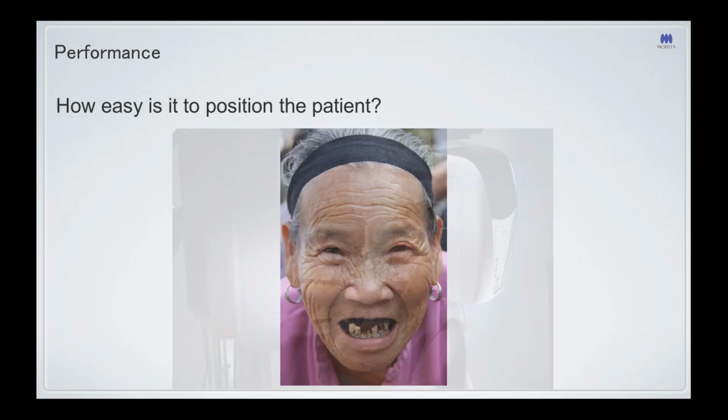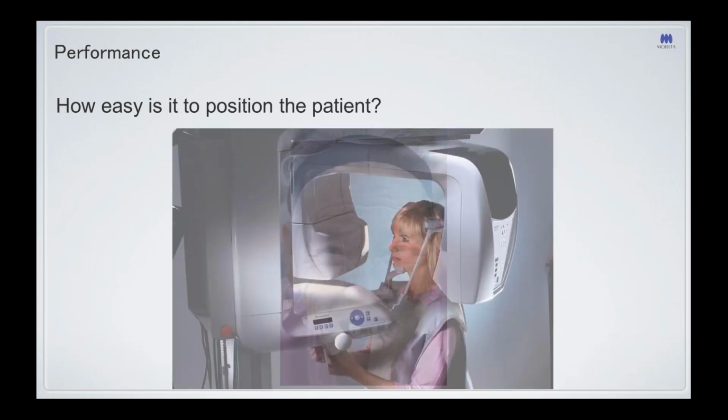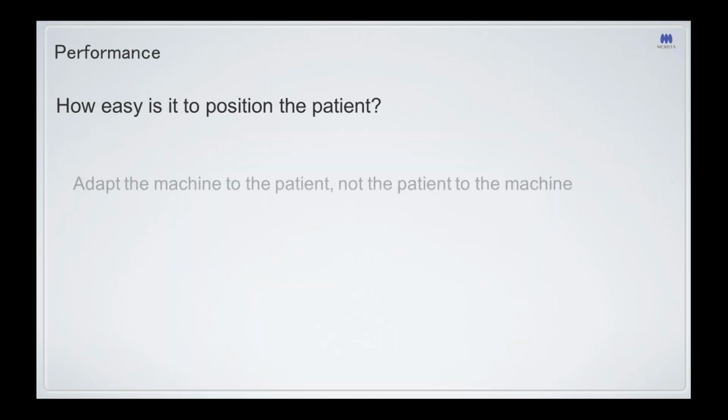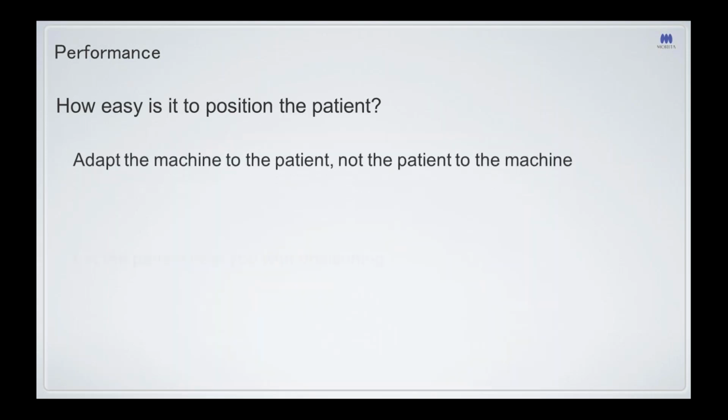So you need to be able to have a machine that adapts to your patient. A machine that you can, say, for example, swap out the bite stick with a chin rest. There are lots of machines out there that allow you to do this, but always keep in mind you want to adapt the machine to the patient, not the patient to the machine, right? Make sure that you are able to manipulate the machine in order to make the patient comfortable and to make the patient stable.